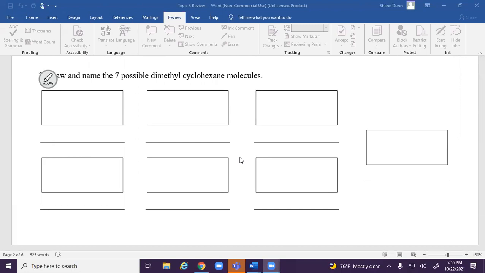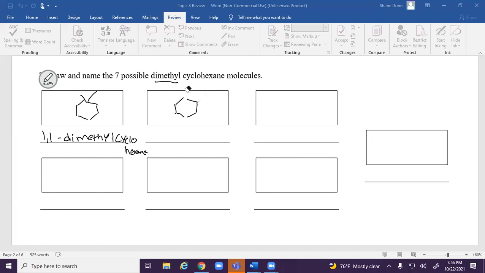So here, we're drawing all possible cyclohexanes. Well, dimethyl cyclohexanes. First one. One, one, dimethyl, right? Cyclohexane. That's your first one. It's the only one you'll have of one, one, right? Because you can't have the same one repeating, correct? Yep. One, two. But you can't just have one, two, because it's too easy, right?